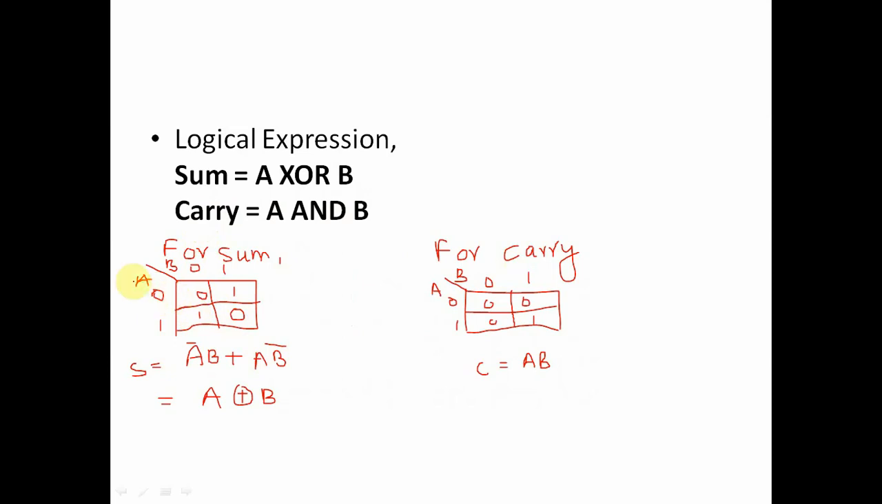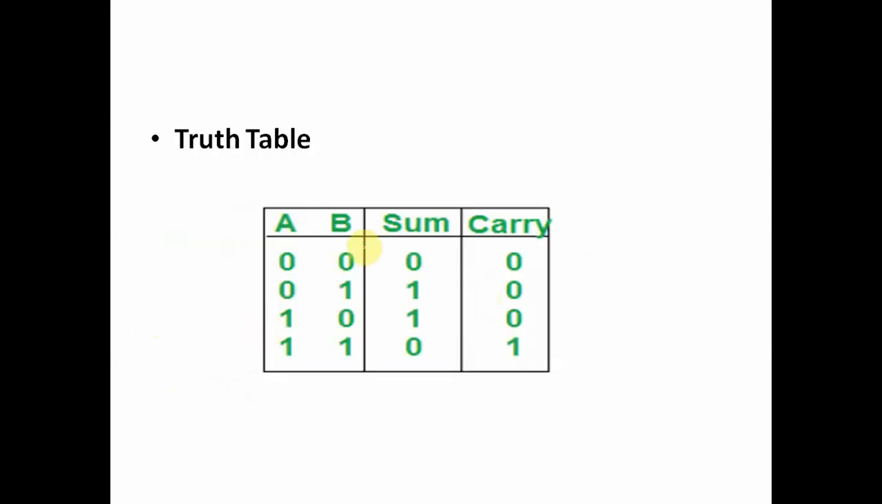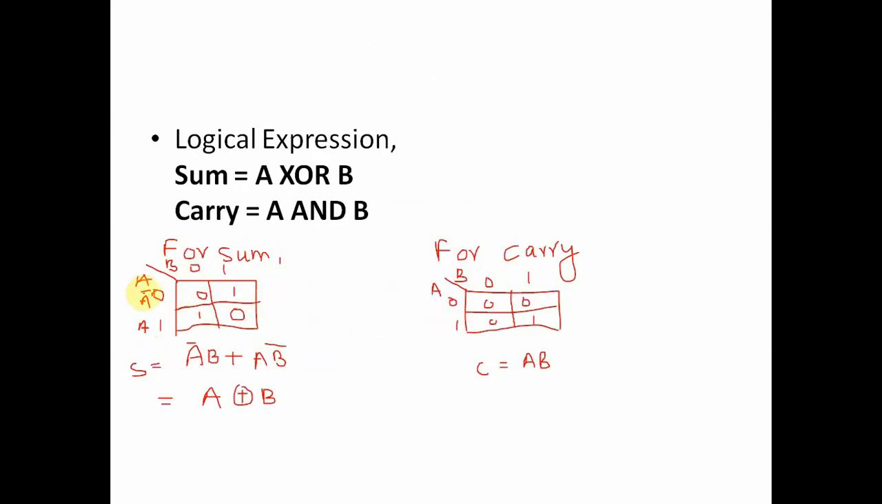There are two inputs, so A B. Here we have A bar and A, used for the K-map reduction technique, and B bar and B. Here 0 plus 0 is 0, 0 plus 1 is 1, 1 plus 0 is 1, and 1 plus 1 is 0. See here, for this sum, 0 plus 0 is 0, 0 plus 1 is 1, 1 plus 0 is 1, and 1 plus 1 is sum 0 with carry 1.